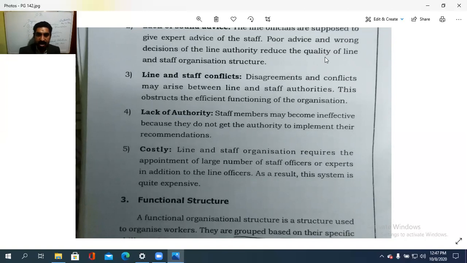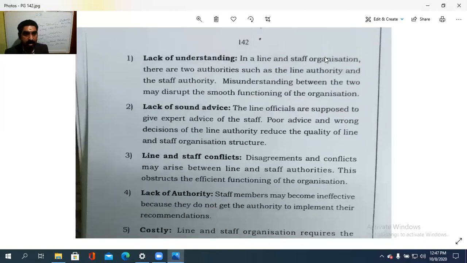That is, line and staff organization requires the appointment of a large number of expert staff officers in addition to the line officers. Therefore, the system is a little expensive. So these are the disadvantages: lack of understanding, lack of expert advice, line and staff conflict, lack of authority, and it may be expensive. So these are the disadvantages with regard to the line and staff organization structure.